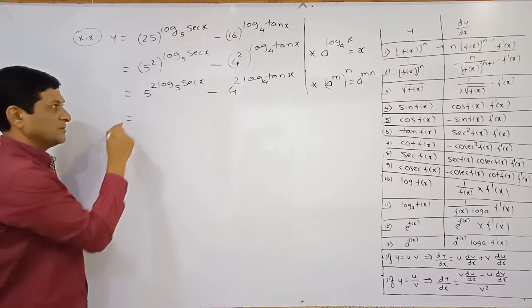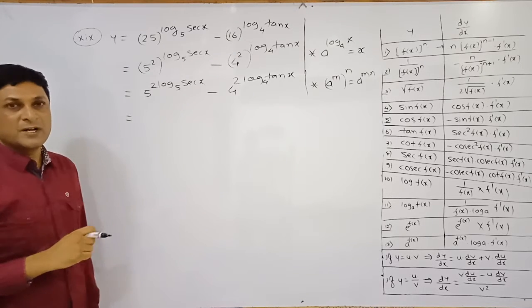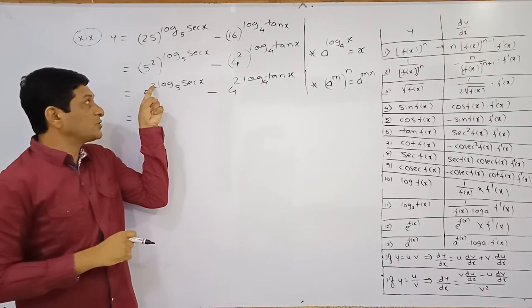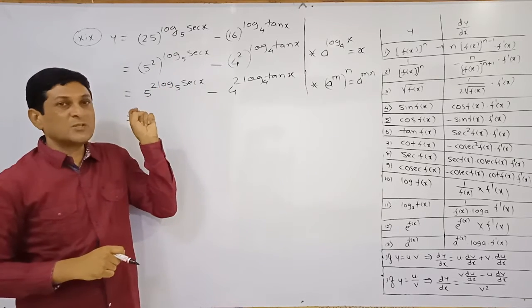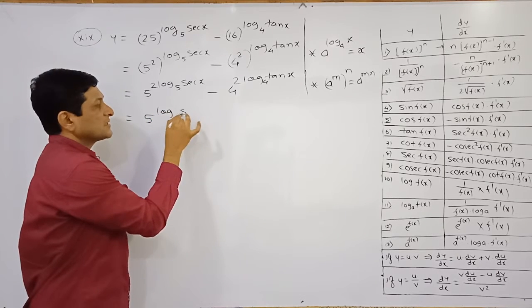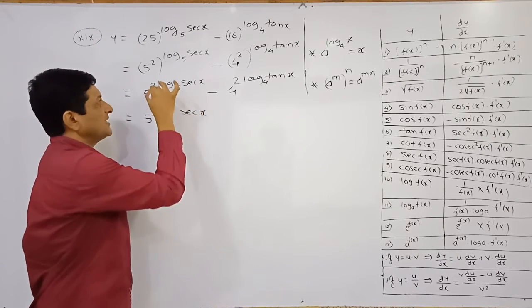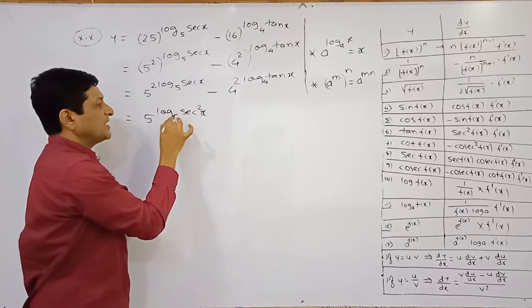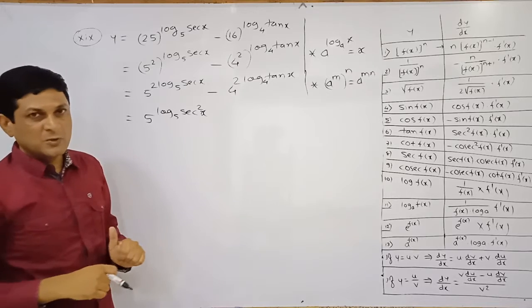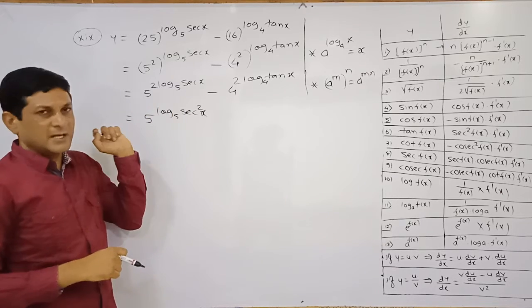So which is equals to, again we are simplifying it by applying laws of logarithm. According to laws of logarithm, this coefficient can be taken as what? Power. So what we'll get here? Log of sec x raised to power 2 to the base 5. Just simply this coefficient can be taken as power. According to laws of logarithm, a power can be taken as a coefficient.